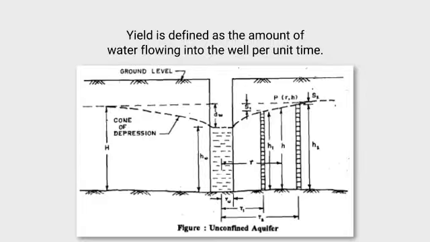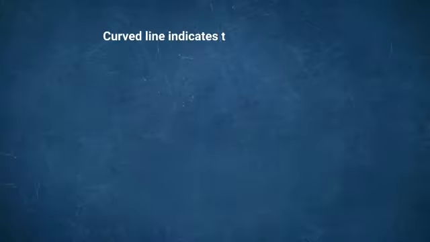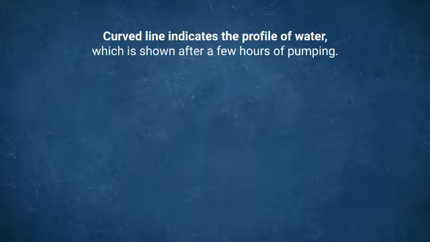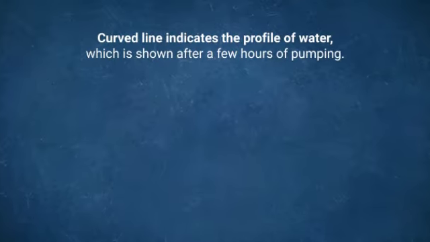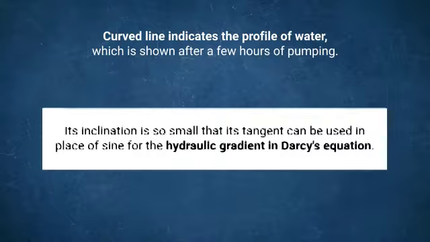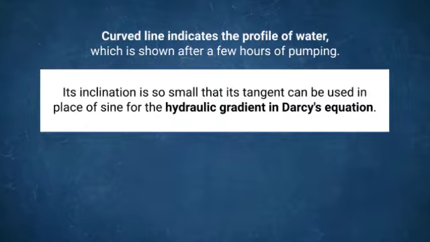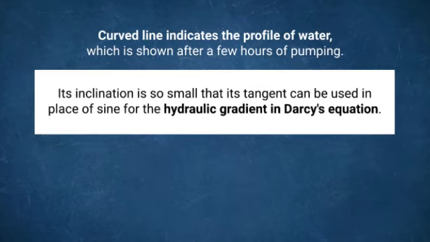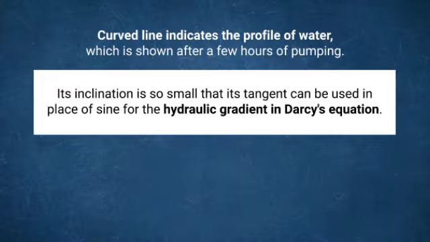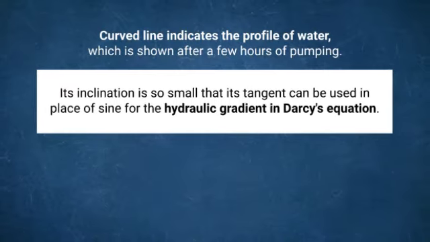To get the discharge formula for the unconfined aquifer. Here the curved line indicates the profile of water which is shown after a few hours of pumping. Its inclination is so small that its tangent can be used in place of sine for the hydraulic gradient in Darcy's equation.